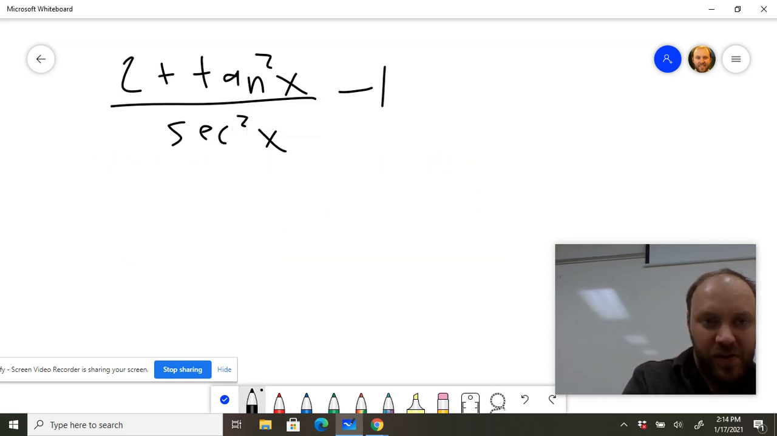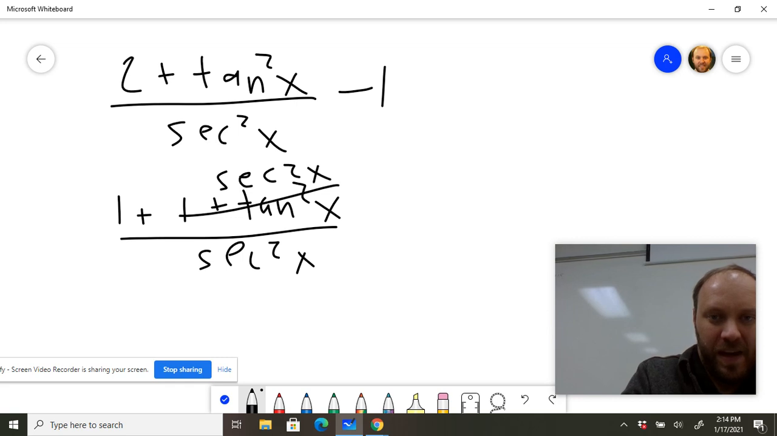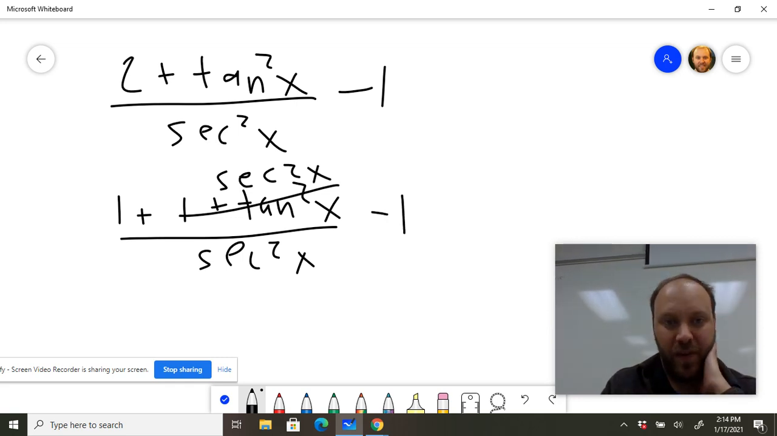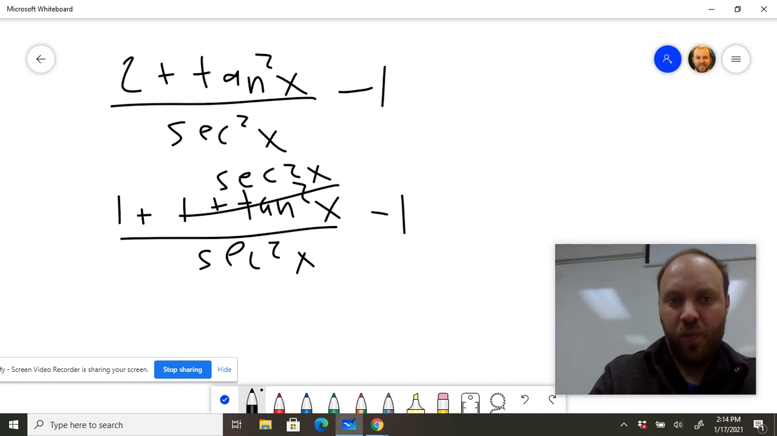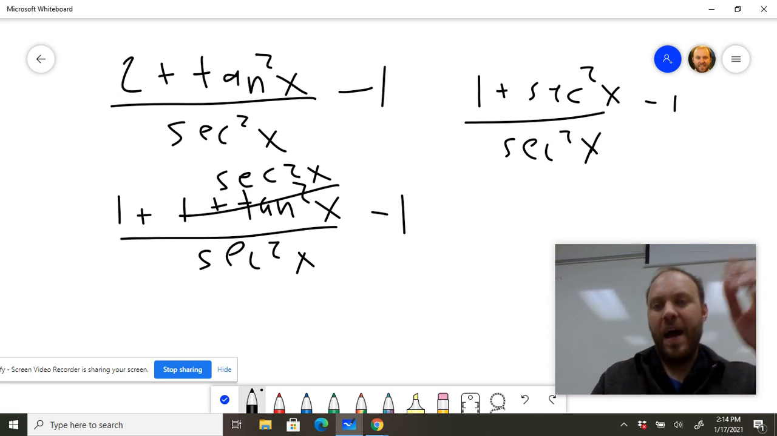So I broke it up as 1 plus tangent squared of x all over secant squared of x. And that is secant squared of x right there, okay? And then we're subtracting 1, okay? Well, to simplify this, it's a 1 plus secant squared of x all over secant squared of x, and then we're subtracting 1.